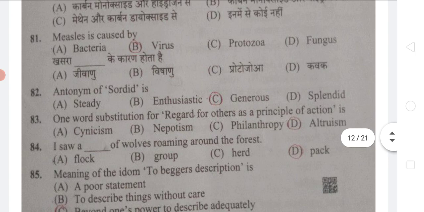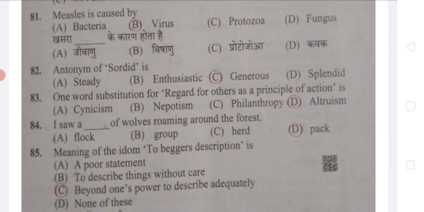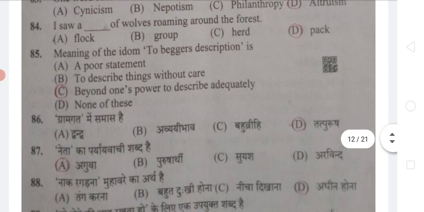Measles is caused by B. Virus. Question 82 onwards are English questions. Antonym of sordid is C. Generous. One word substitution for regard for others as a principle of action is D. Altruism. I saw a dash of wolves roaming around the forest. D. Pack. Meaning of the idiom 'to beggars description' is C. Beyond one's power to describe adequately.